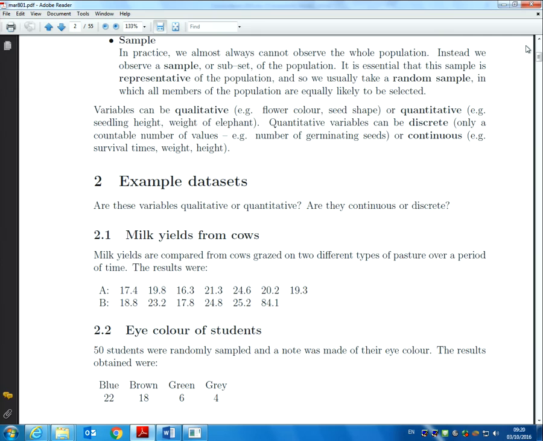Okay, what about eye colour of students? Blue, brown, green, grey. Okay, is that quantitative or qualitative? It's qualitative, isn't it? And if we had to be more specific, it's nominal because there's no logical order. Okay, and once you start counting the categories, so 22 students have got blue eyes, once you start counting the categories, you're making it discrete.